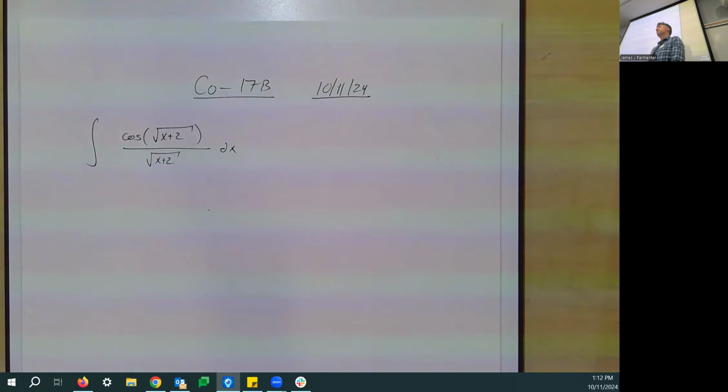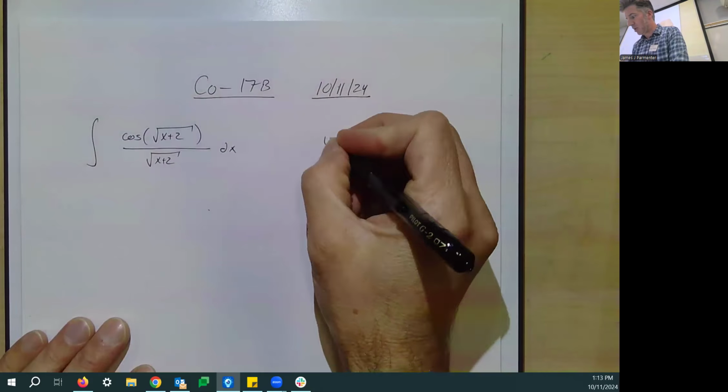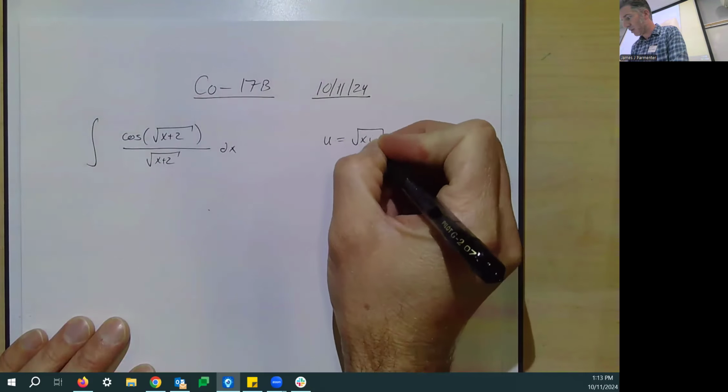So this one is really, no, let's just do it. So let's pick our u. I think, at least in the beginning, if we're thinking u substitution, the choice of u usually should look relatively obvious. Like there's something that's just glaringly inside something else. Here, square root of x plus 2 is the obvious choice. It's actually in two places, in the cosine function and in the denominator. So we're going to pick u equal to the square root of x plus 2.